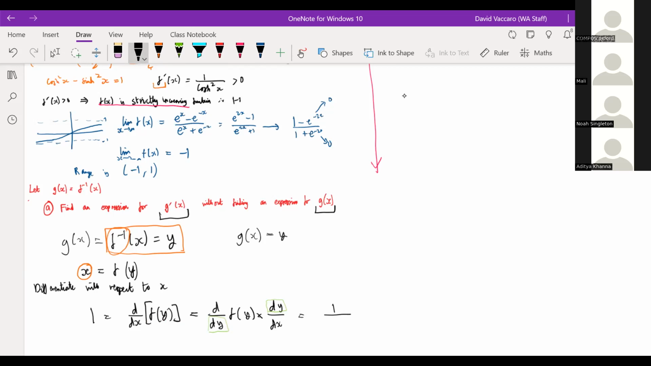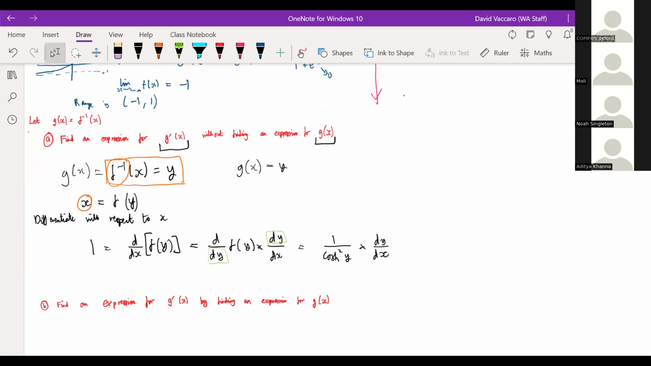That is 1 over cosh squared y. And then we multiply by dy by dx. So we get dy by dx is equal to, how do we want to write it? We can write it as cosh squared y if we want.